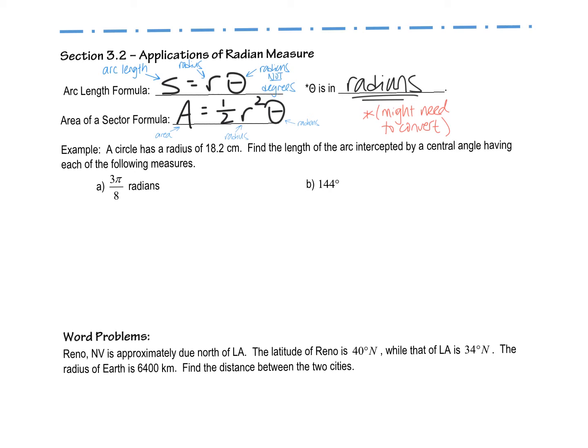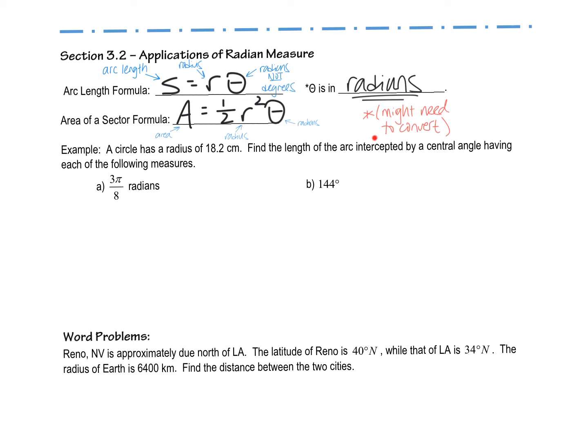We are going to do some applications of radian measures. So we have two new formulas that you need to start thinking about: the arc length formula and the area of a sector formula. These are formulas and things that you found area and length of when you were in geometry class, except now we're using radians instead of degrees. So just keep in mind that theta for these two formulas is always going to be in radians.